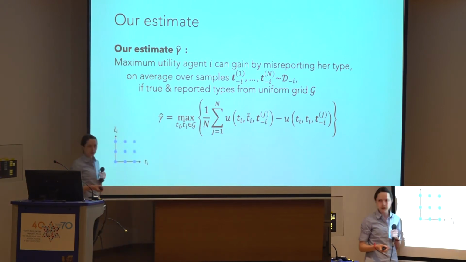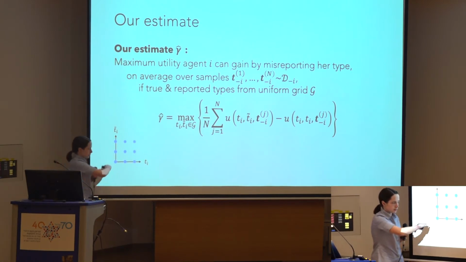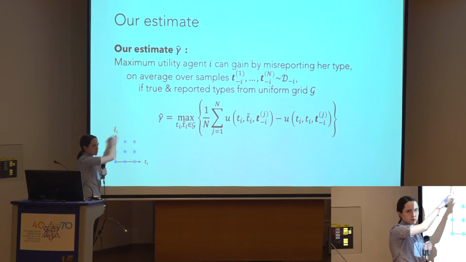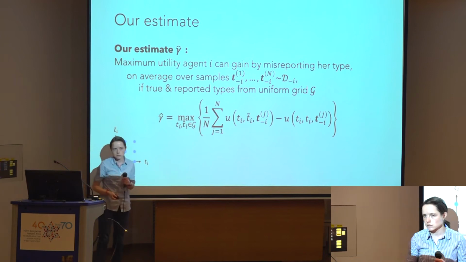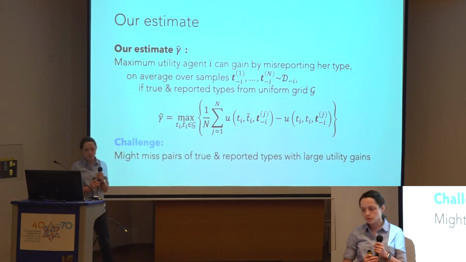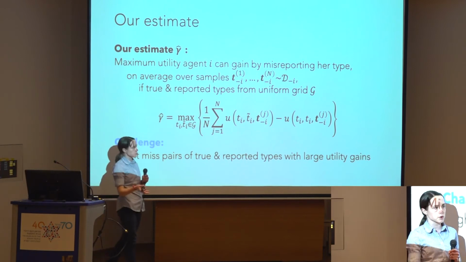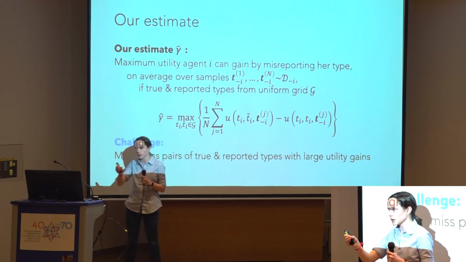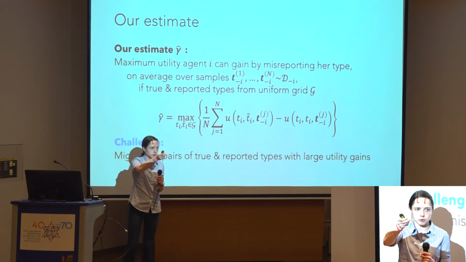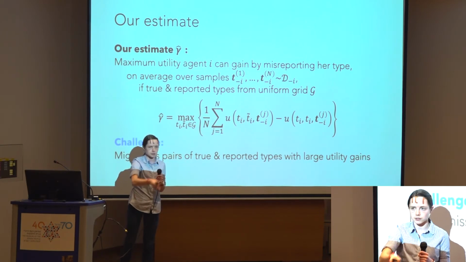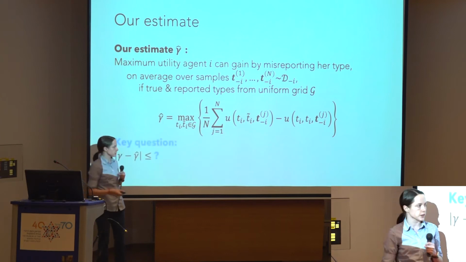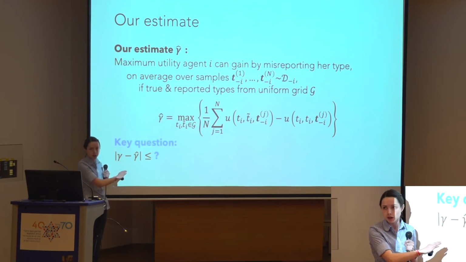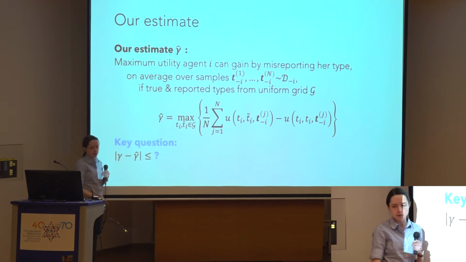To show this with a picture, maybe we have Ti going along the x-axis and Ti tilde along the y-axis, and we're taking a uniform grid over the type space. The key challenge here is that we miss pairs of true and reported types which have large utility gains. There might be true and reported types that fall in between these grid points that we're totally missing out on by just searching over the grid. So the key question we want to answer is, what is the difference between the true incentive compatibility approximation factor gamma and our estimate gamma hat?